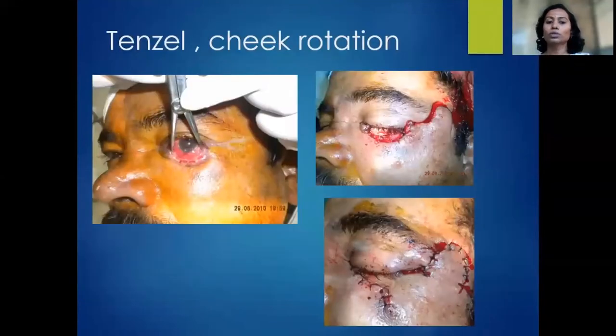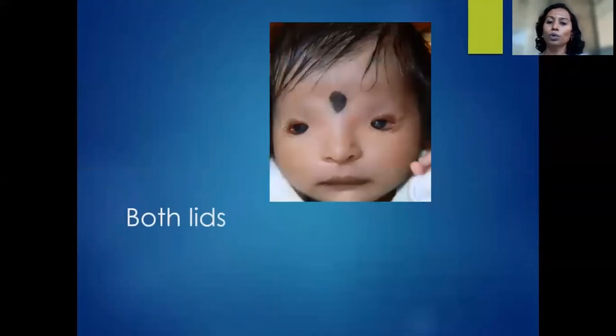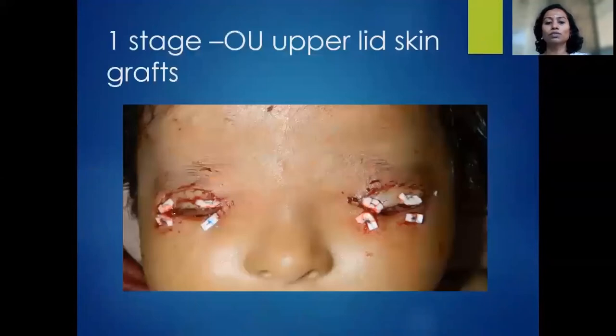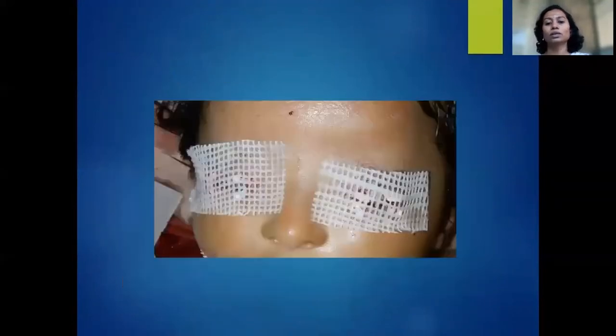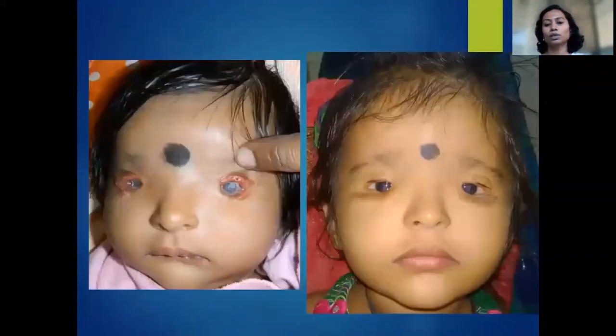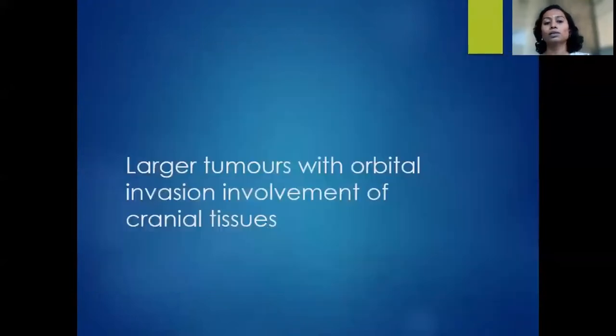The tenzel cheek rotation flaps are useful for the lateral defects, both in the upper lid as well as in the lower lid. You can do a rotational flap, and this is how the defect, which was because of the meibomian gland carcinoma in a very young patient with a tight lid, looked like. So sometimes we do have both lids which are deficient, as in this case of ablepharon, and we use multiple skin flaps and staged procedure. And finally, this patient looked like this after the third year follow-up.